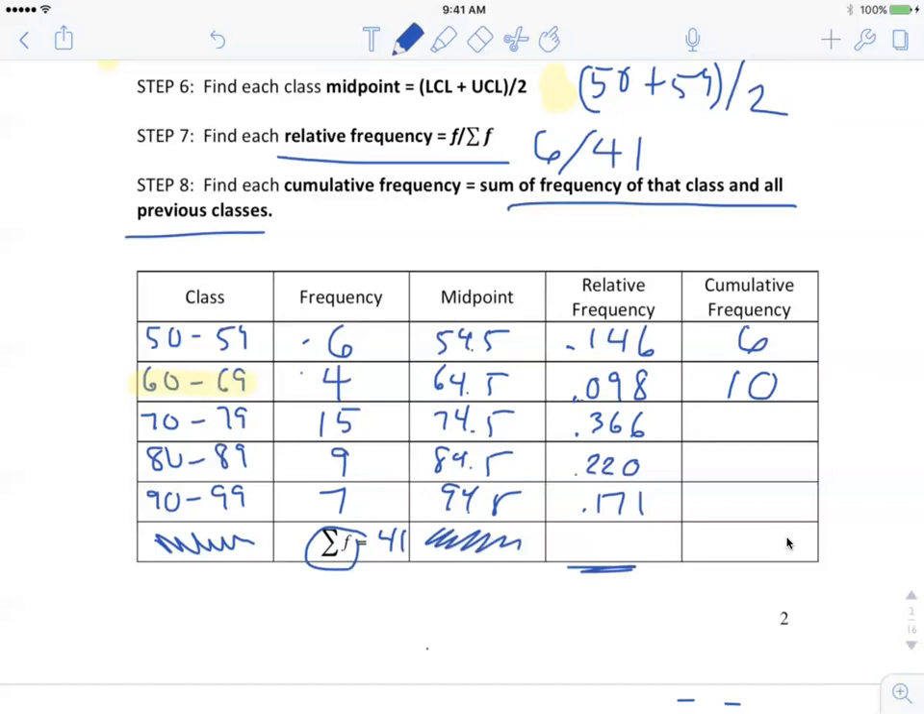Right? For the 70 to 79, that frequency is 15. Add that one plus all previous, so the 4 and the 6, which we know is 10, that's a total of 25. The next one, 9, plus all the previous total 25, so add the 9, 36. And then for the 90 to 99, the frequency is 7, so all previous classes, that's everything, that's a 41. All right, and that generates that. Okay, so it's the sum of that class's frequency and all previous.